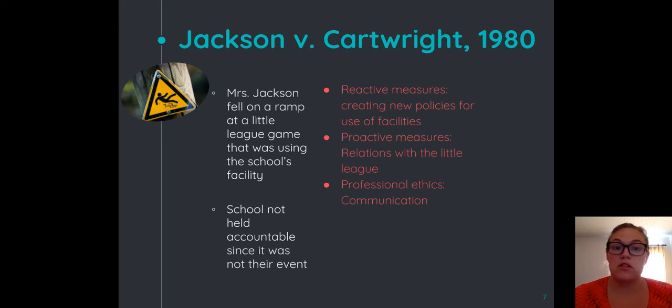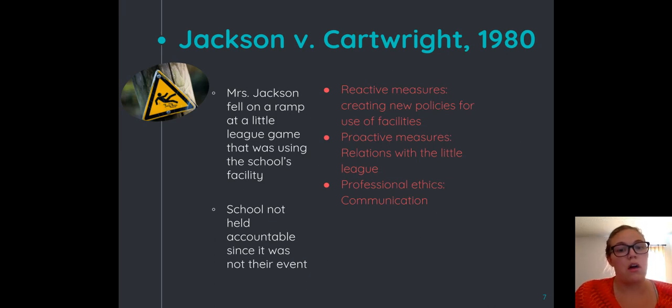So my reactive measures would be creating new policies for the use of facilities. People who are using the facilities need to make sure that they're in good shape and that people are able to use them. I know for us in our school, we have to do slip, trips, and falls every year. We have to watch a video about it. Why not make people who have to use the facilities or in charge of the facilities do that as well?